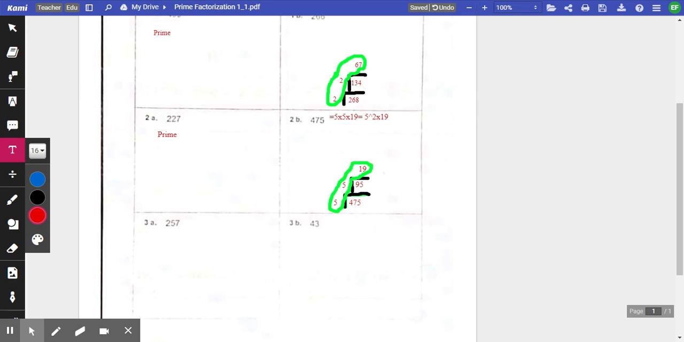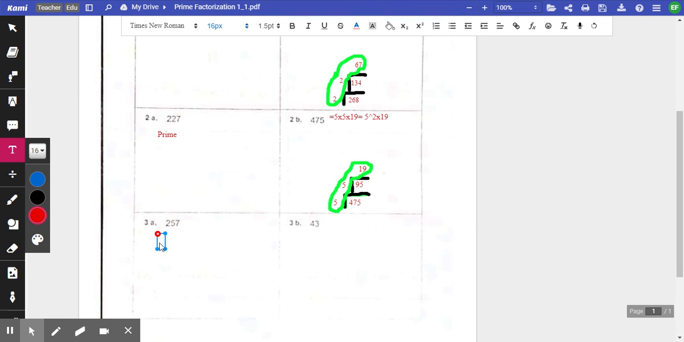Step 1, check that prime number chart for 257. So take a minute, look at your prime number chart. We have 257. And you should see on your chart that it is prime. Check your prime number chart. That's always your first step.